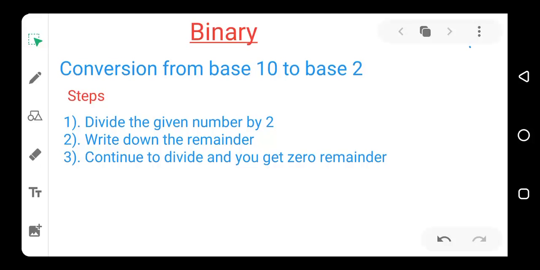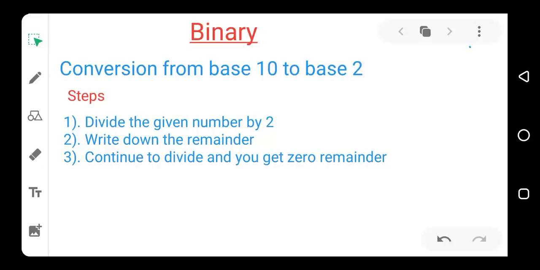Today we want to learn how to convert from base 10 to base 2. If you are given a number in base 10, how to convert it to base 2. That is what we are going to learn in today's lesson.